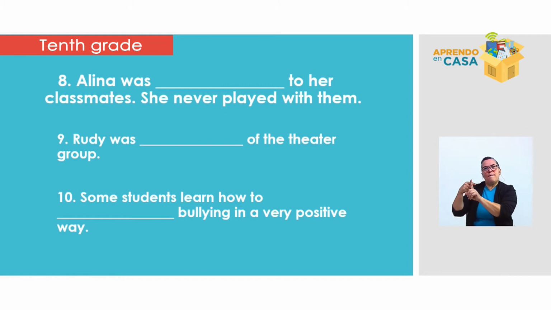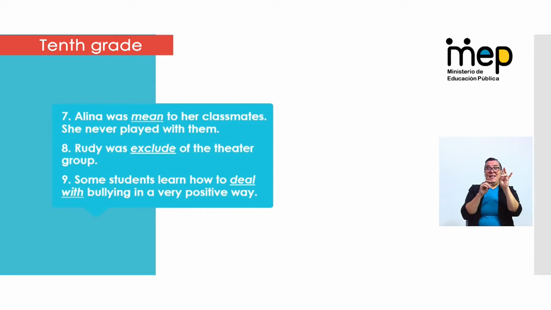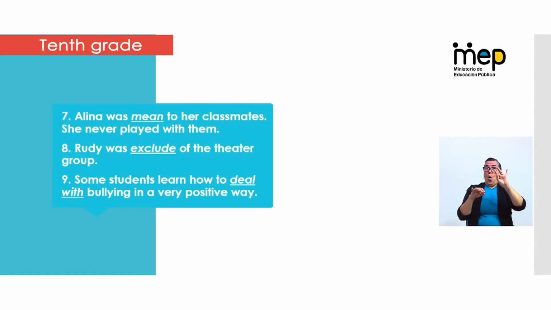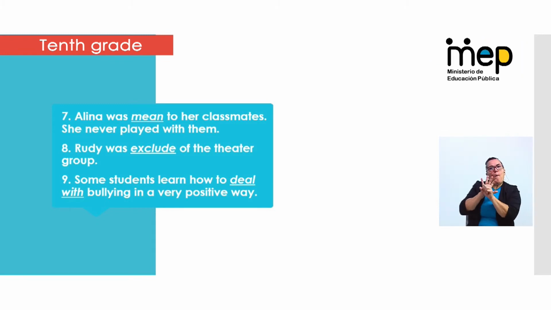Okay, so let's see what you have there. Okay, that's right. Number 7 is mean. Number 8, excluded from the theater group. Very good. And now, deal with. Exactly. Some students learn how to deal with bullying in a very positive way.